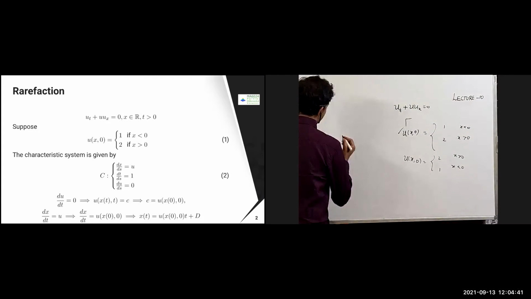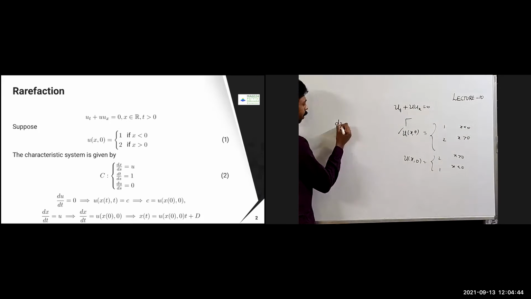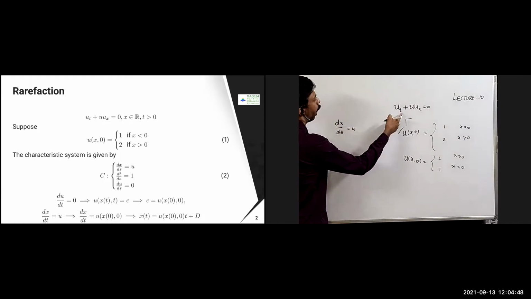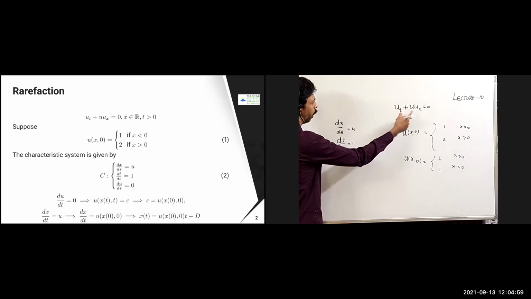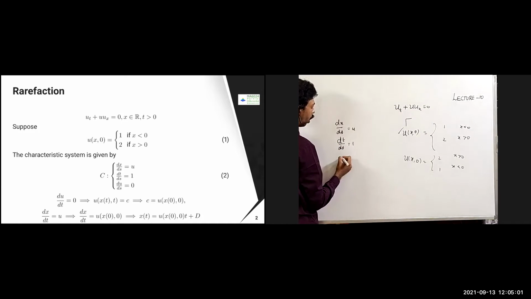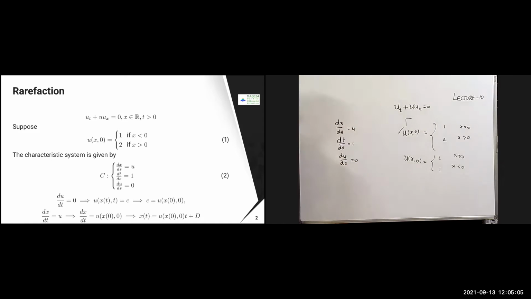So what is the characteristic system we know? The characteristic system is dx by ds, because t is already a variable here, so I'm making s the variable. dx by ds equal to u, and dt by ds equal to 1, and then du by ds equal to 0. This is the characteristic system.